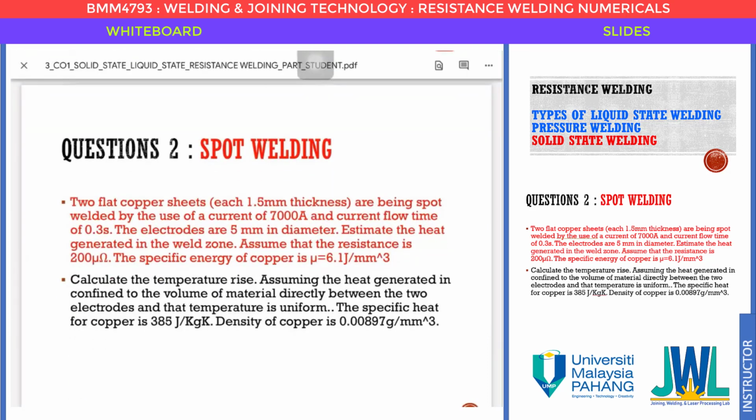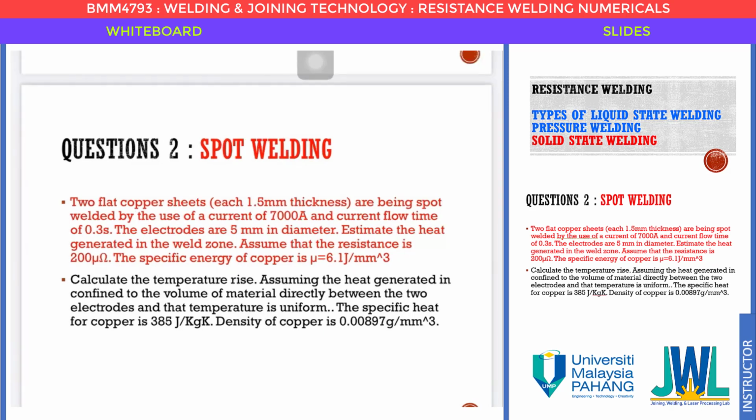And part B, calculate the temperature rise assuming the heat generated is confined to the volume of the material directly between the two electrodes and the temperature is uniform. The specific heat energy for copper is 385 joules per kilogram Kelvin, and the density of copper is 0.00897. So, for the purpose of solving in the class, I have written these values, but I will not be given these values in the exam. You have to get the specific heat and density of copper directly in the exam.